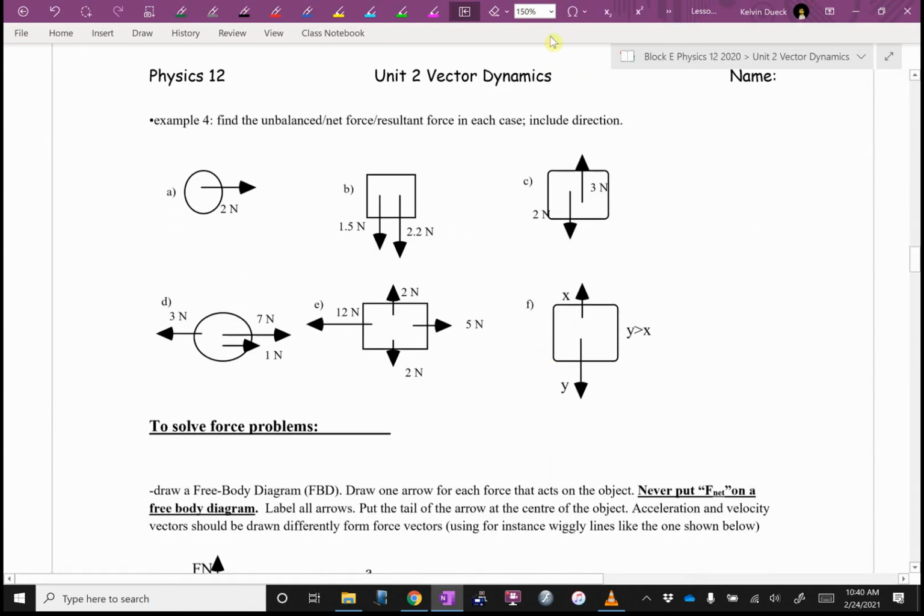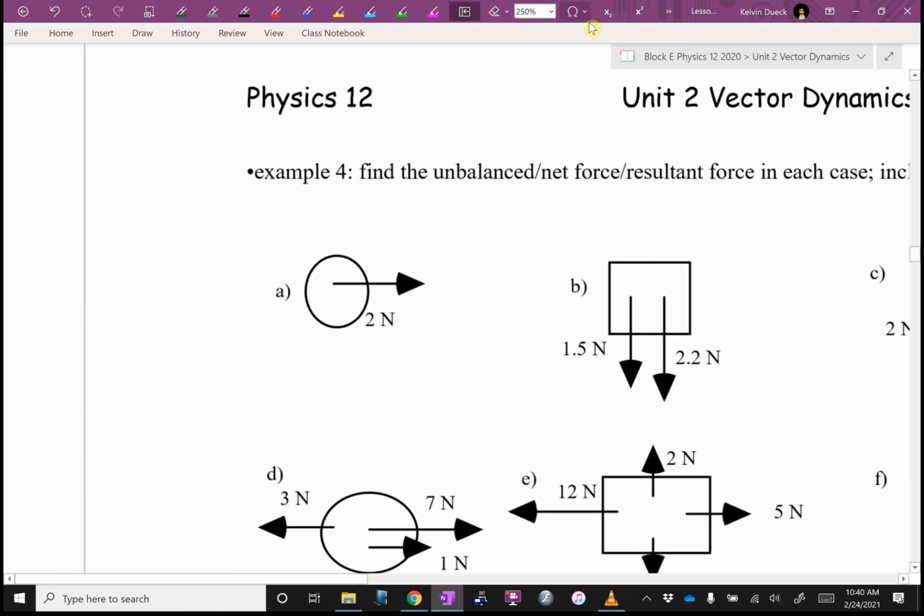So we talked about net force. Example 4 says, find the unbalanced or net resultant force in each case. Just so we have some, let's put a compass rose, north, east, south, west, and that way all of our answers look the same. What's the net force on A, magnitude and direction? I'll give you a hint. 2 newtons at which way? East.